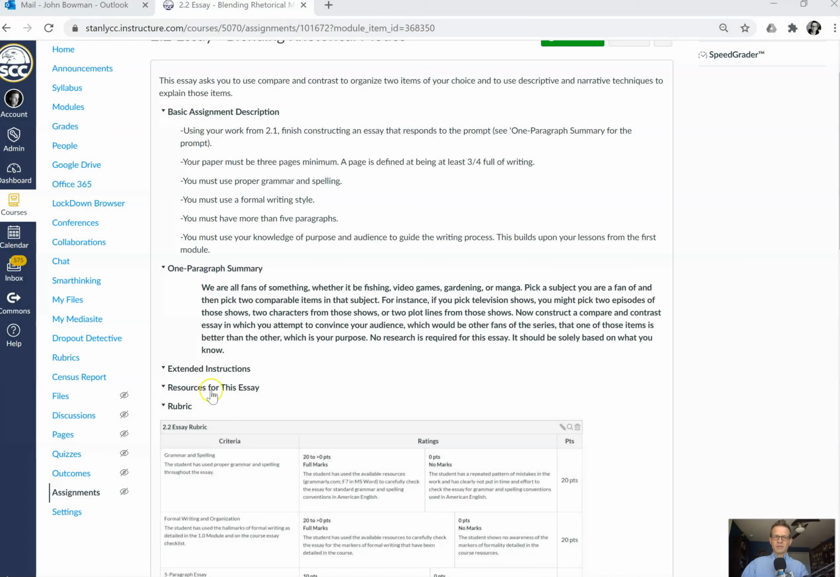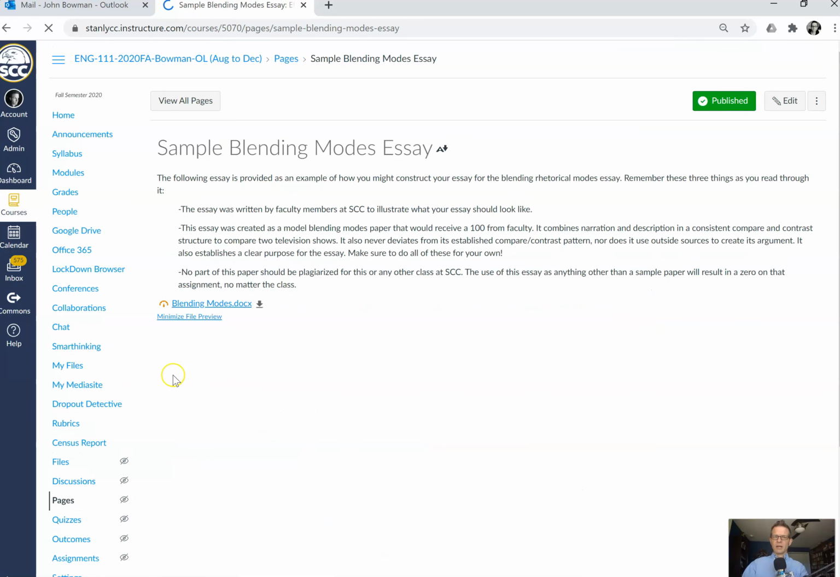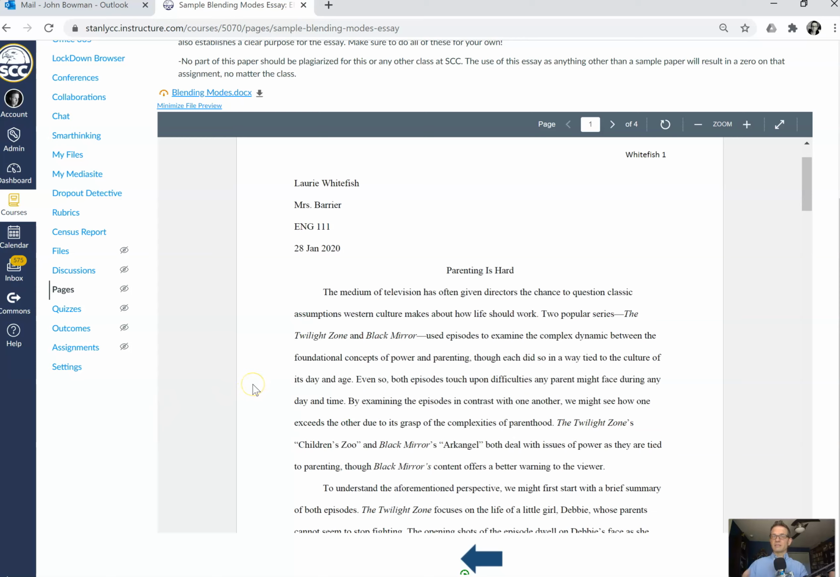Okay, coming back over here, I want to make sure I point out as well to the resources for the essay. Make sure you follow the link to the sample essay right here. The sample essay does everything that I would look for in an essay of this sort.